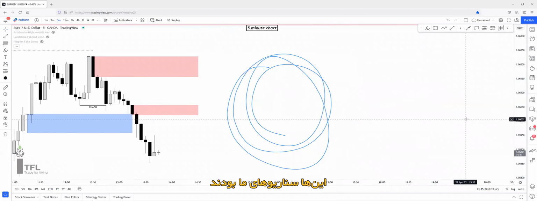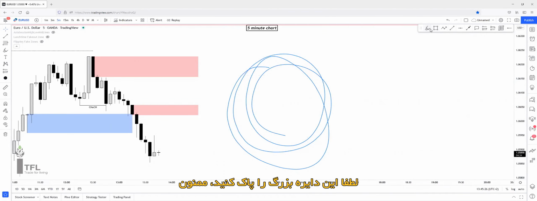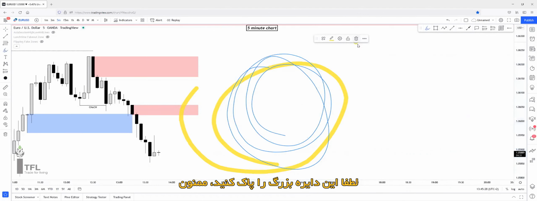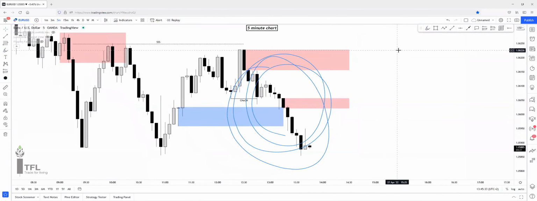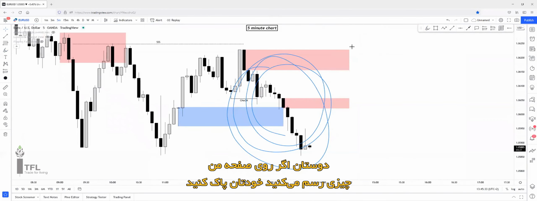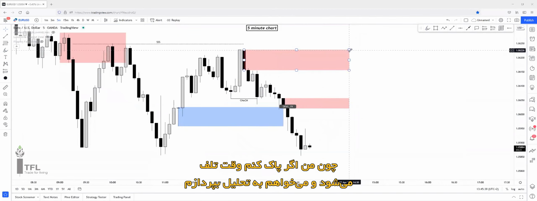So, yeah, these are the possibilities lined up for us. Now, what can we do? We can just remove this biggest circle from here, please. I don't know who it was. Just remove it. Thank you. So, we've created a plan. Okay, then I will remove it by myself. Please, guys, if you draw on my screen, just remove the drawings, because it takes time for me to remove them, and I want to spend that time with analyzing.